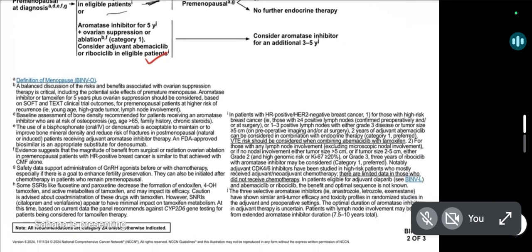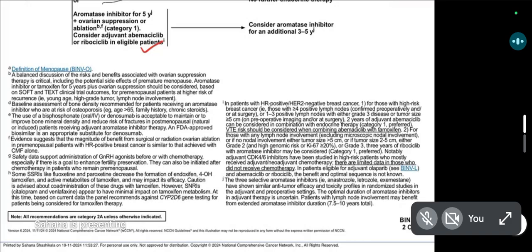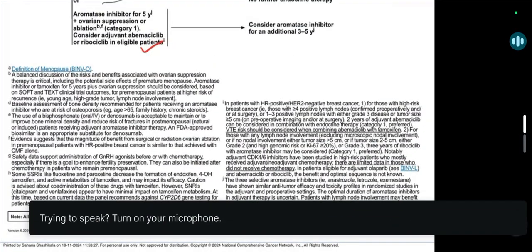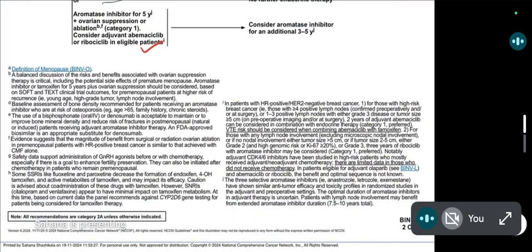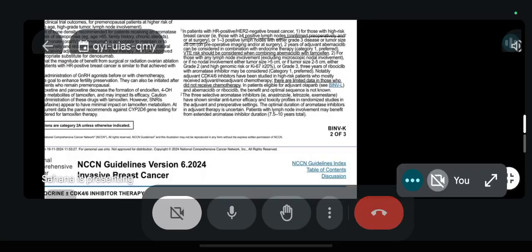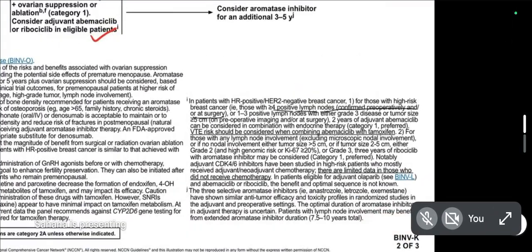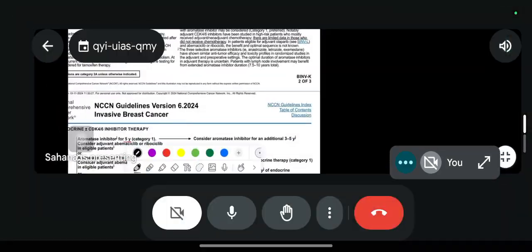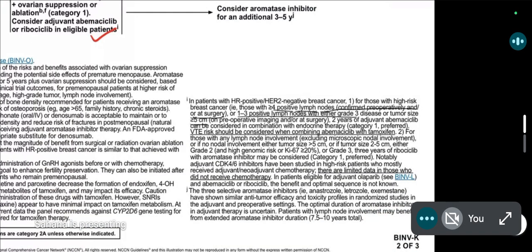So where is the risk category? More than or equal to 4 positive lymph nodes, and 1 to 3 lymph nodes with grade 3 and tumor size more than 5 centimeter, that is T2 disease.